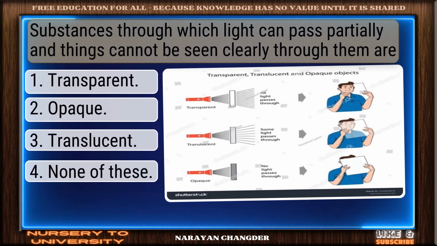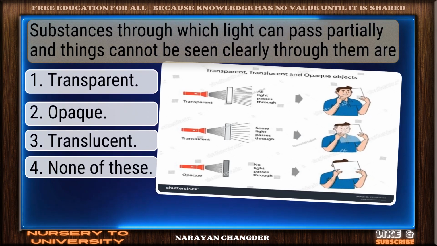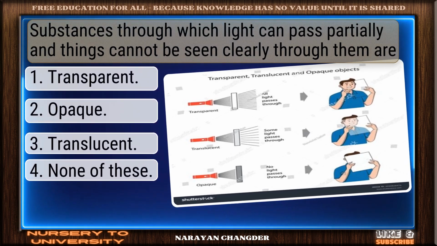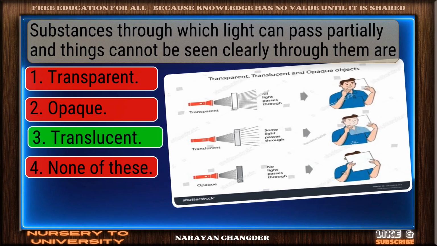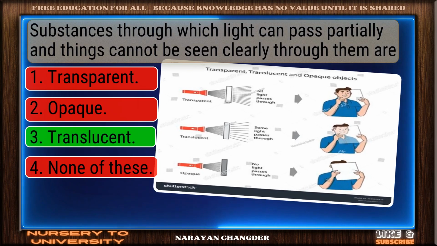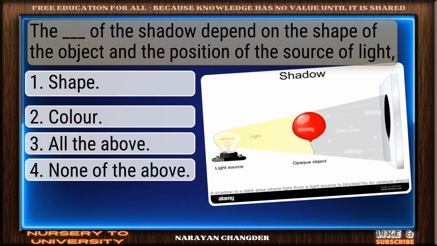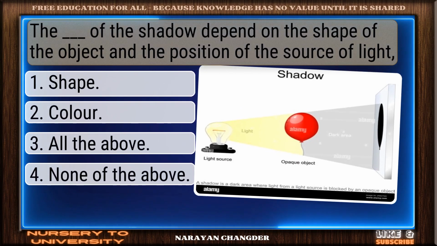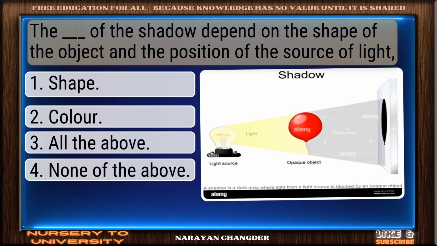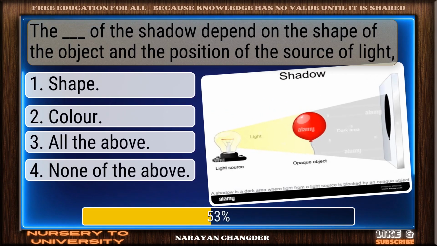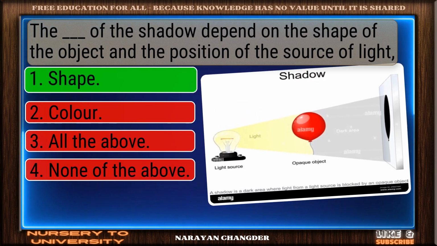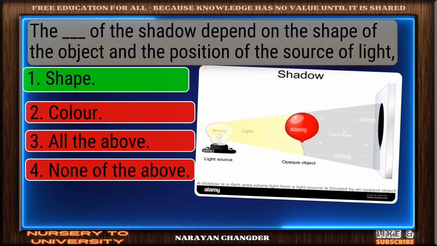Substances through which light can pass partially, and things cannot be seen clearly through them are. Well reasoned. Translucent is the correct choice. The dash of the shadow depend on the shape of the object and the position of the source of light. Right again. Shape is a valid answer.